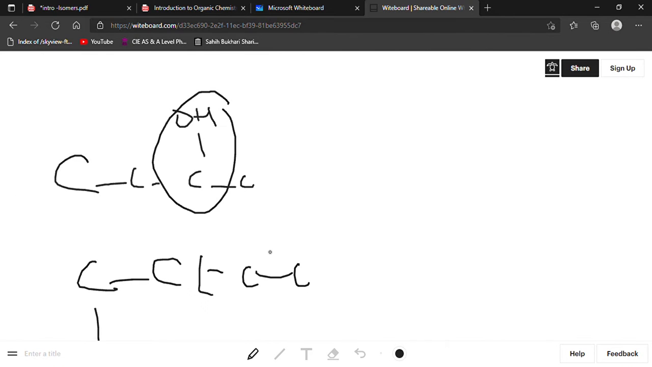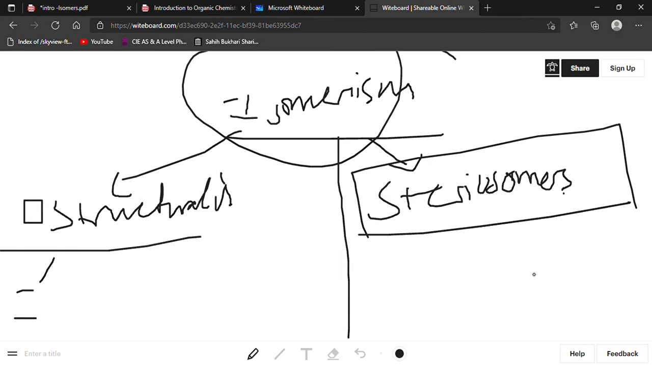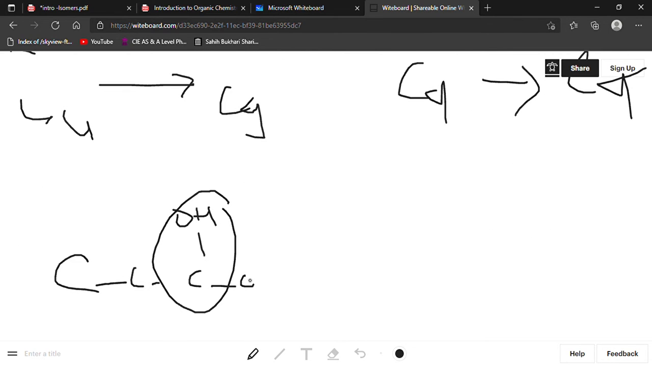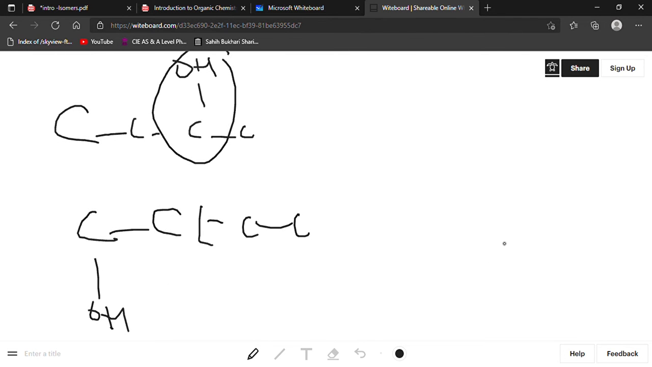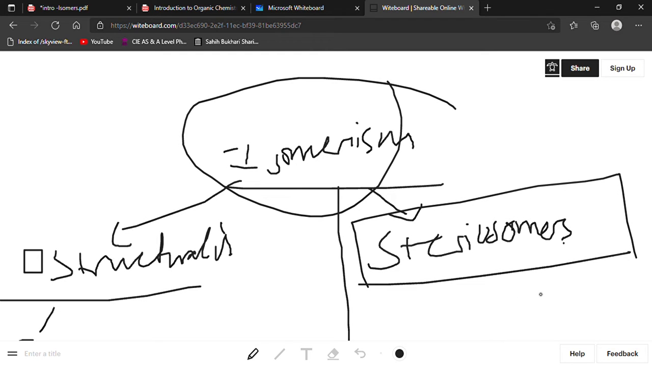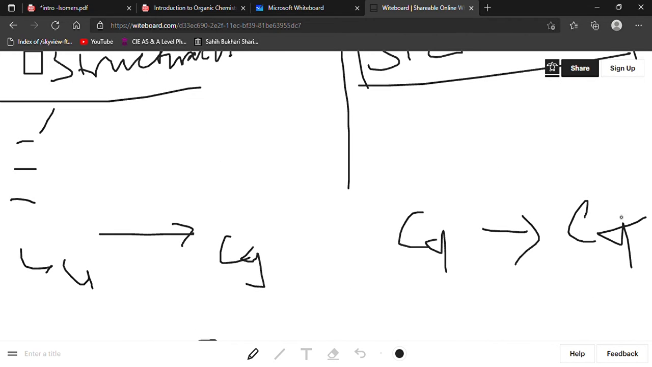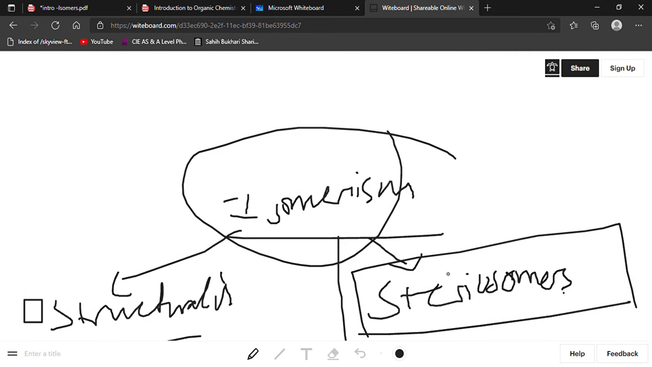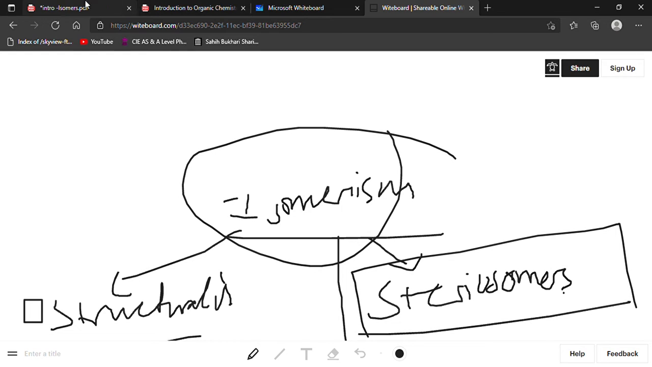So you cannot differentiate using a 2D structure. You have to draw a 3D structure to understand stereoisomers. And it's less about the bond. Structural isomers were more about the bonding, more about the structural change. But this is more about the angular aspect, which we will talk about in depth as we move forward into the isomerism concept.